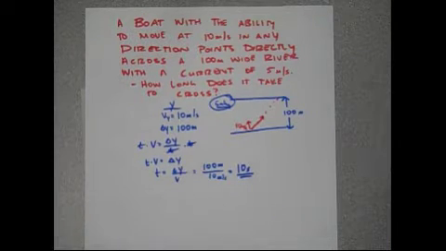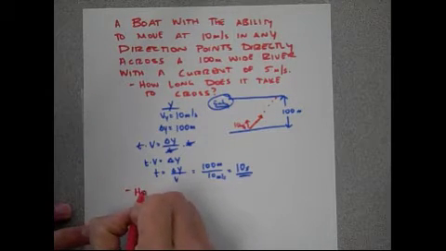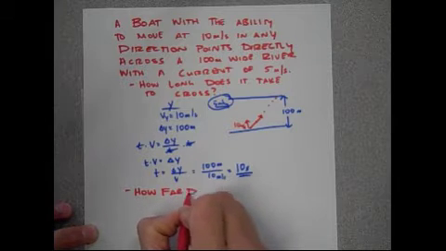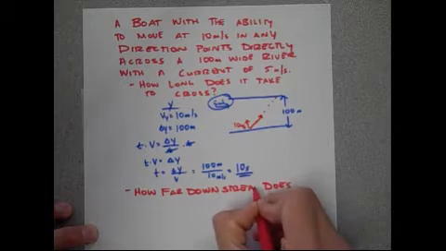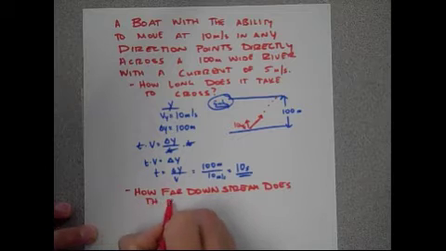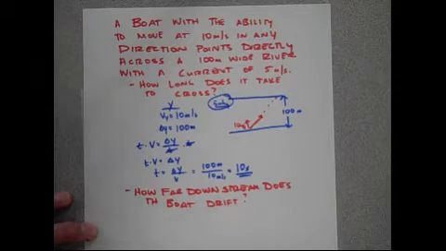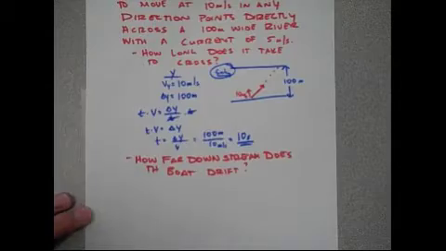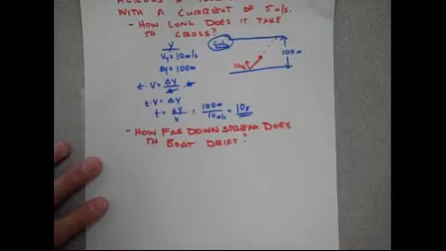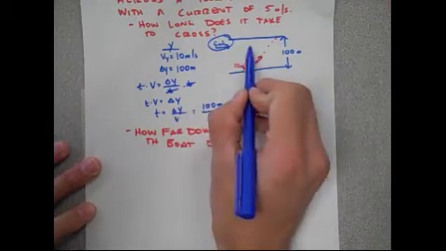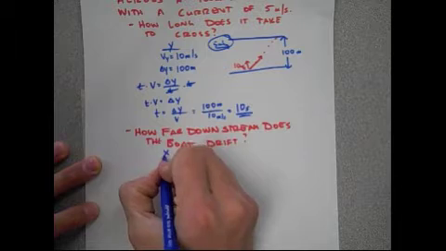Now, other stuff is happening in that 10 seconds. Looking at it, we're also going at 5 meters per second. So if we ask how far downstream does the boat drift? Well, then we're going to have to take into account that 5 meters per second, because at the same time we were going across at 10, we're being pushed downstream at 5. This becomes an x direction question.